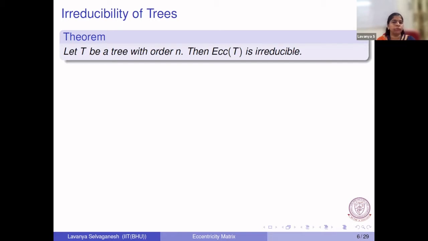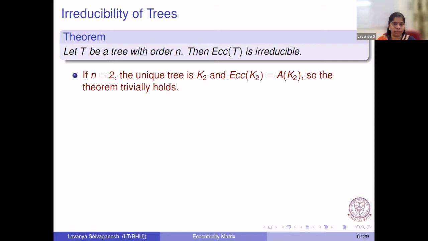Suppose T is any tree of order n, then the eccentricity matrix of T is irreducible. This was proved by Wang et al. in 2018 in their recent paper. By showing this, they also studied some more spectral properties, and they connected the spectrum of the adjacency matrix and the eccentricity spectrum of these trees. They also gave some applications in chemical graph theory.